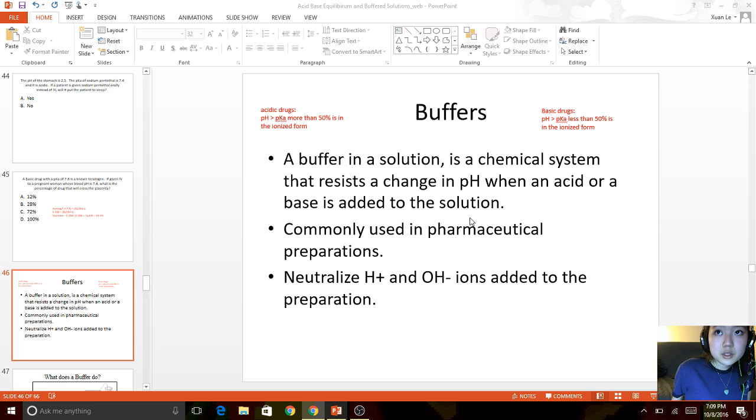So buffers shield the solution and make sure that it doesn't fluctuate. So when the pH is equal to pKa, that means that the unionized and the ionized forms of that drug equal 50% each. And the same thing for basic drugs. So for acidic drugs, if the pH is greater than the pKa, that means that more than 50% is in the ionized form. And for basic drugs, if the pH is greater than the pKa, then less than 50% is in the ionized form.